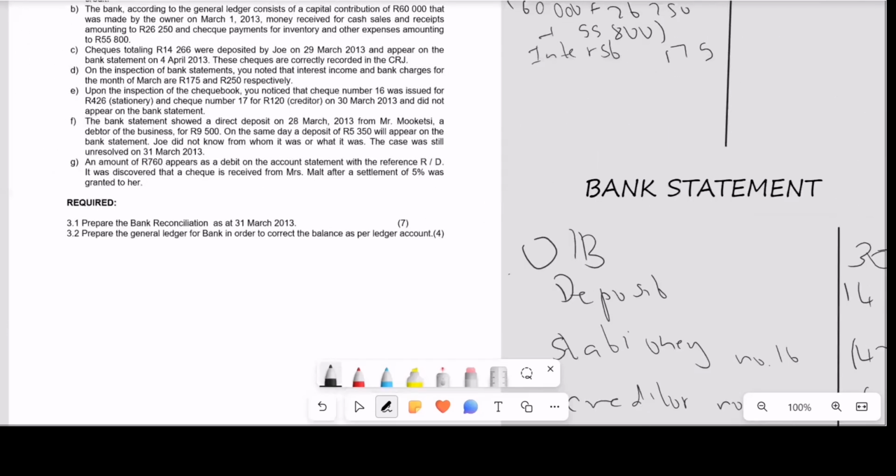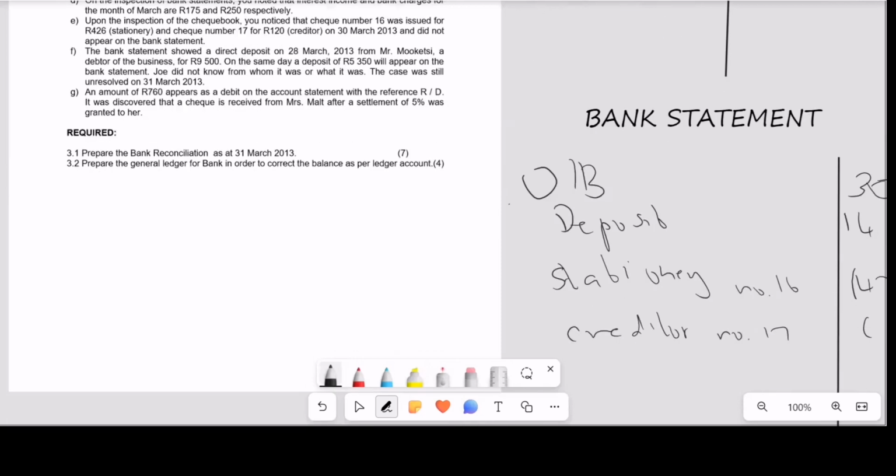So then it says the bank statement showed a direct deposit on 28 March 2013 from Mr. Mugeti, a debtor of the business. So that means we got money for 9,500. It says on the same day, a deposit of 5,350 will appear on the bank statement. Joe did not know from who it was or what it was. This case was still unresolved. So this one, guys, it's key. This one is very important.